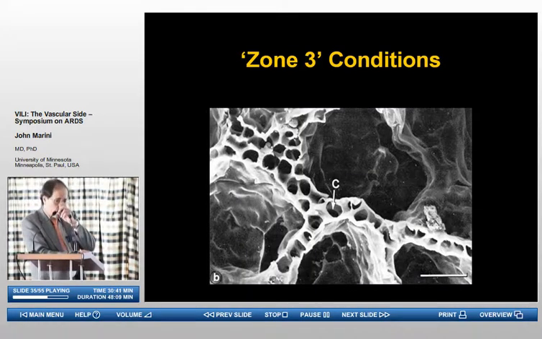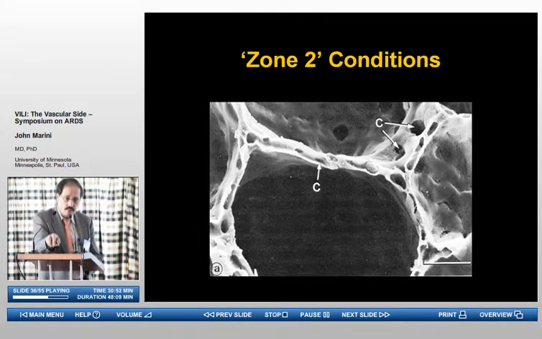Now, to make this a little more clear to you, this is a normal lung, and you can see under zone 3 conditions, all the capillaries are open. Under zone 2 conditions, there is narrowing of each capillary, and the velocity of shearing across the surface must increase. And if you lower the venous pressure enough, then you create zone 2 conditions that would allow intensified vascular velocities and perhaps endothelial shear to occur.